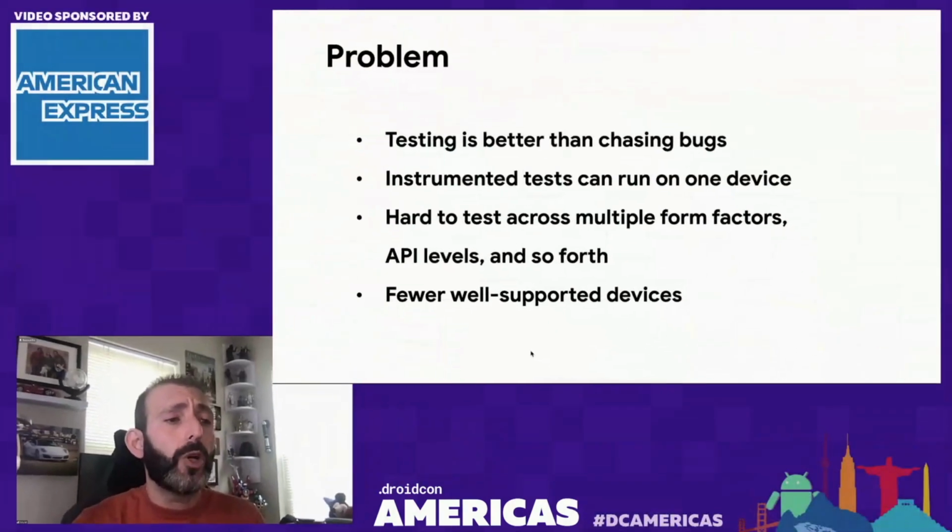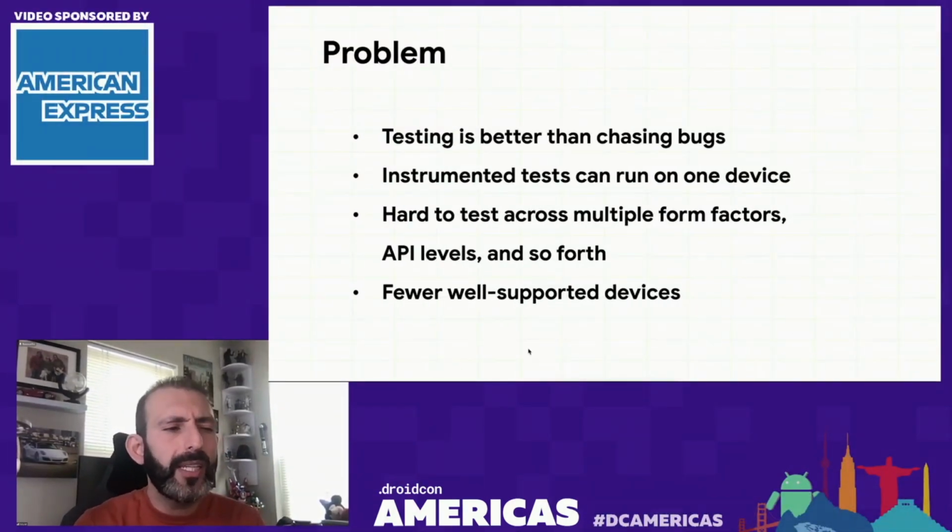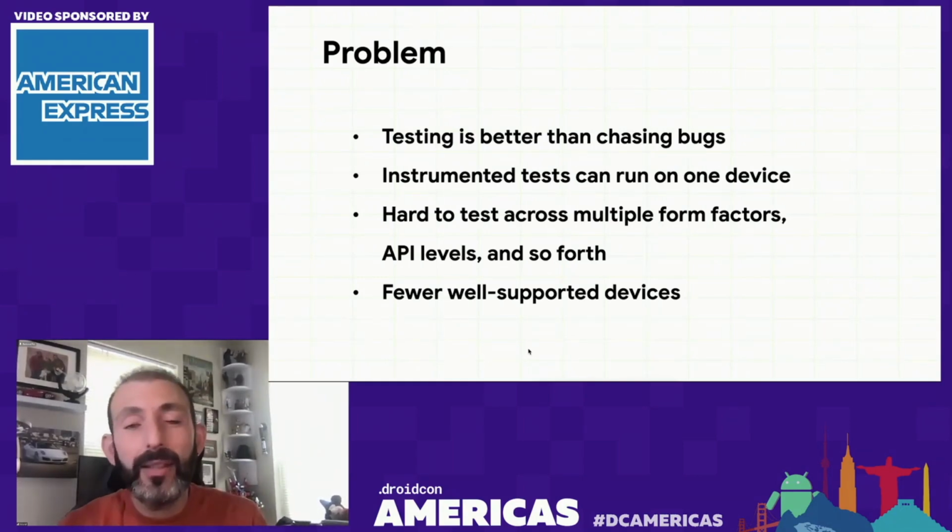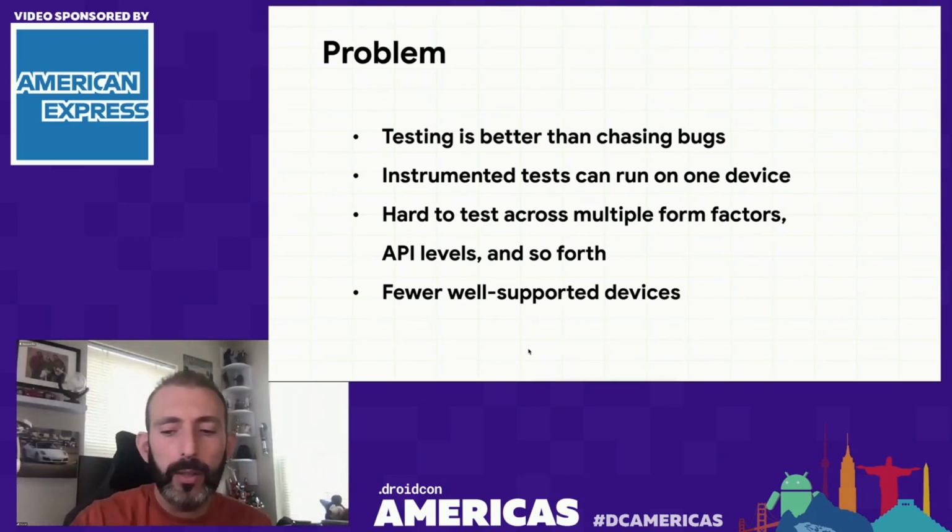Next, testing, testing, testing. No matter how much we say testing is important, it's probably still the most underestimated thing in software, which makes the tool support even more important. Testing is always easier than chasing bugs, but running instrument tests can be tricky as they can only run on one device. This makes it harder and more time-consuming on testing different form factors and API levels, which you may end up with only supporting few devices really well and not supporting others that well.